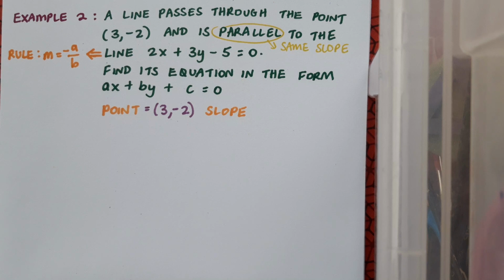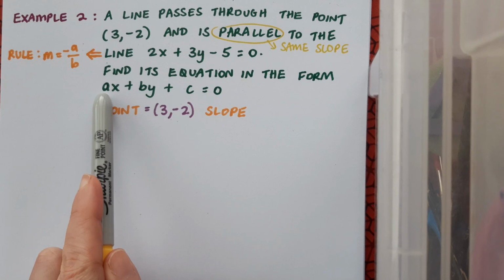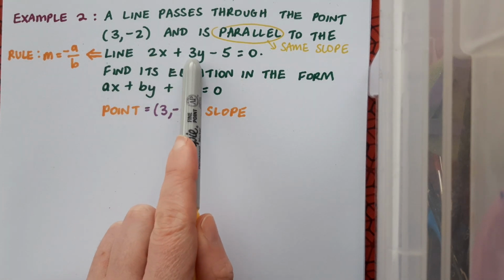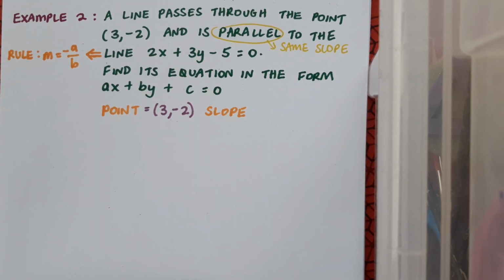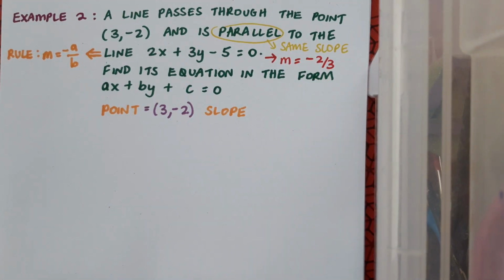So the rule that we use in this situation is that the slope is equal to minus a over b. And we use this rule when an equation is given to us in the format ax plus by plus c equals 0. So here's my a and here's my b, and so my slope for that particular line is going to be equal to minus 2 over 3. Since I want to make the parallel line, I'll use the same slope, so my slope for the line that I want to make will also be minus 2 over 3.